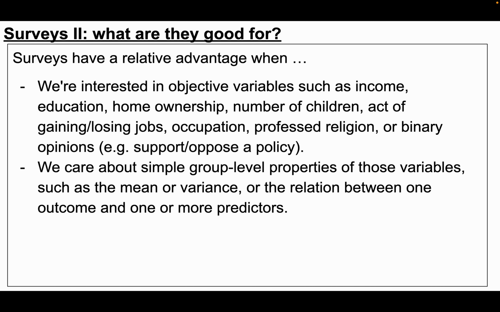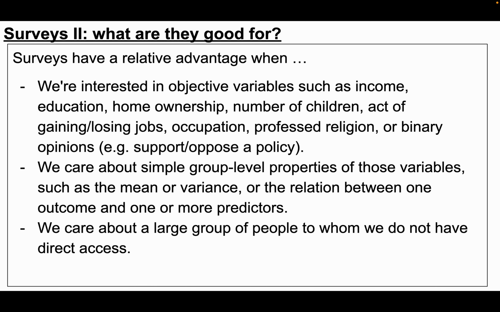It's also useful when we care about simple group level properties of those variables, such as the true population mean or the variance, which I'll explain more in the lecture, but basically means the spread, or the relation between one outcome and one or more predictors. So something like the relationship between education and income, or the number of children you have and your professed religion, something like that. That's when surveys are relatively useful.